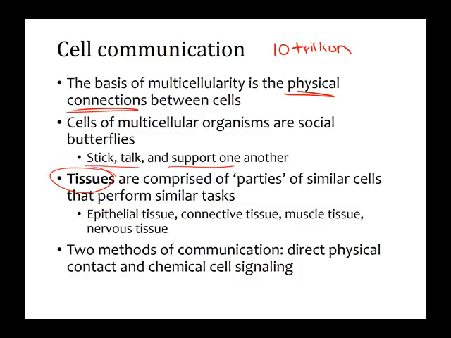So a couple examples of tissues. Epithelial tissue covers and lines parts of our body. Your skin is epithelial tissue. Connective tissue connects parts of your bodies together. That includes tendons and bones and things like that. Muscle tissue and nervous tissue. So each of these tissue types will have its own distinct ways of communicating. And we just said there's two main methods of communication: direct physical contact and also chemical signaling.